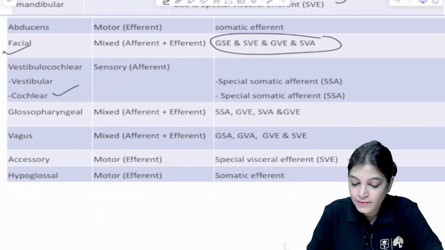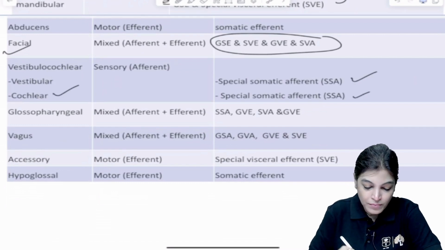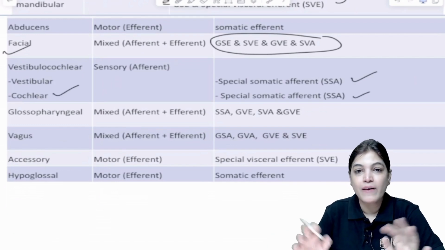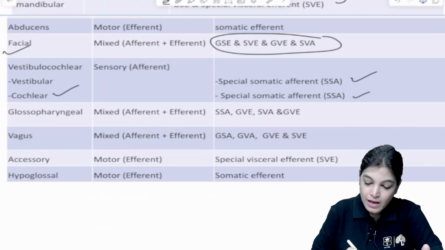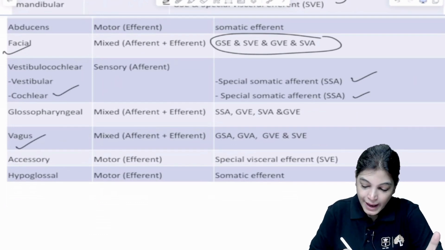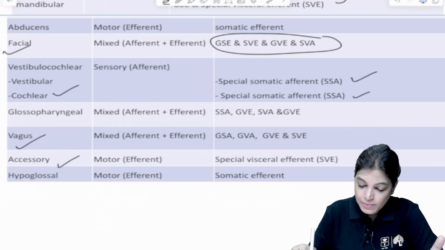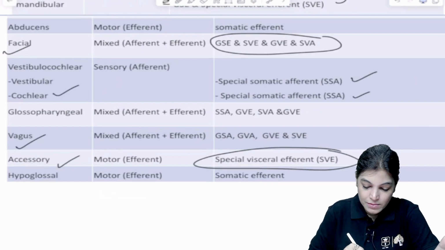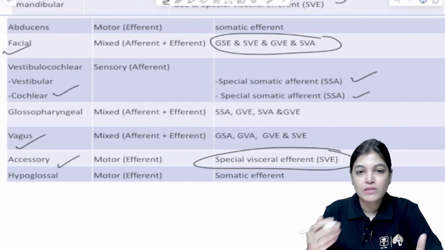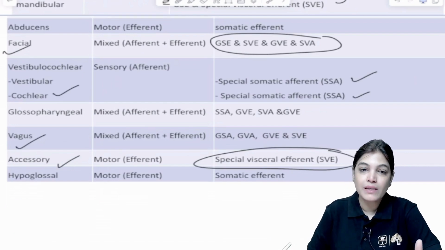Vestibulocochlear nerve again has special somatic afferents. Glossopharyngeal is again a mixed nerve having both efferent and afferent components. Vagus nerve is also a mixed nerve. Accessory nerve has a special visceral efferent component, the motor one, the spinal accessory, because the cranial accessory runs along with the vagus nerve.